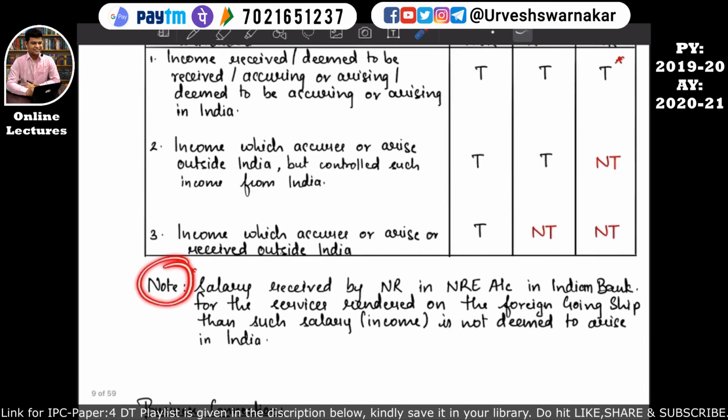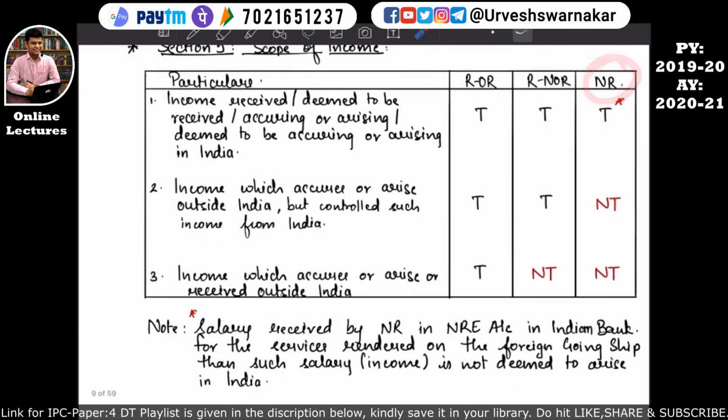The note says that salary received by a non-resident in a non-resident external account, that is NRE account, in an Indian branch for the services rendered on a foreign going ship, then such salary income received by this non-resident in this NRE account is not deemed to be accruing or arising in India. That means it will be non-taxable. I hope this is quite clear to you all.